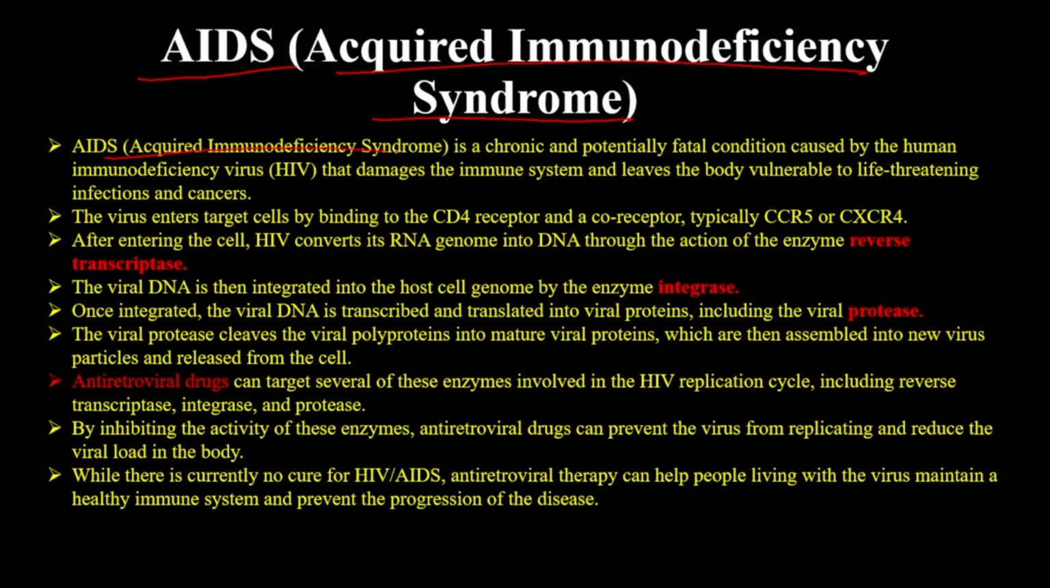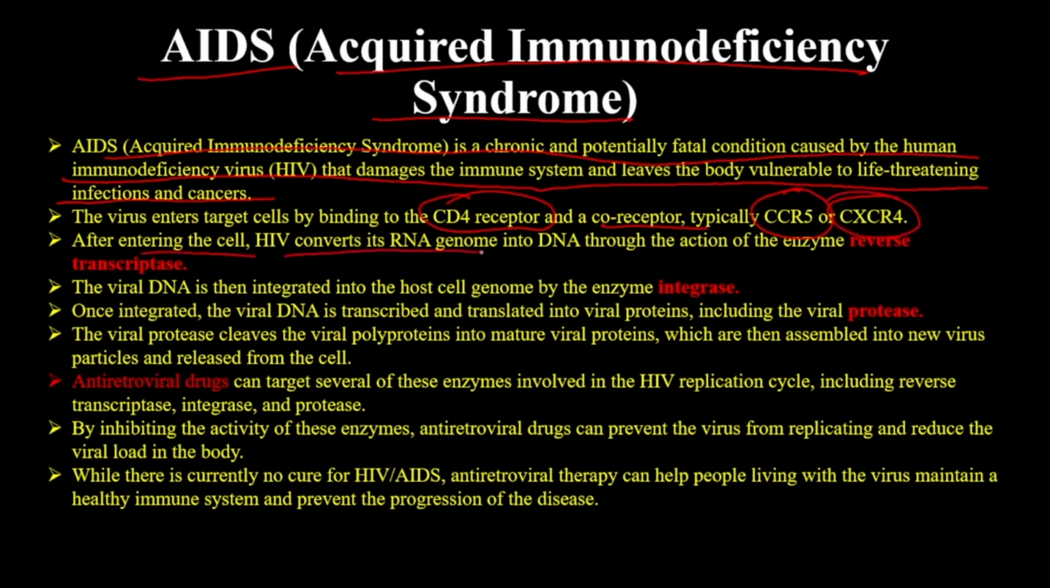AIDS is a chronic and potentially fatal condition caused by the human immunodeficiency virus, HIV, that damages the immune system and leaves the body vulnerable to life-threatening infections and diseases. The virus enters the target cell by binding to the CD4 receptors and co-receptors, typically CCR5 or CXCR4. After entering the cell, HIV converts its RNA genome into DNA through the action of an enzyme called reverse transcriptase. The viral genome is then integrated into the host genome by an enzyme called integrase.